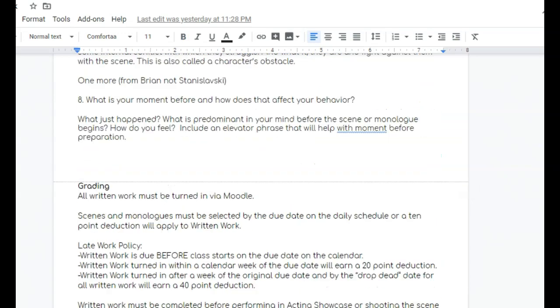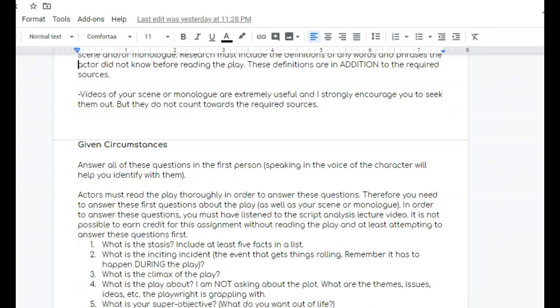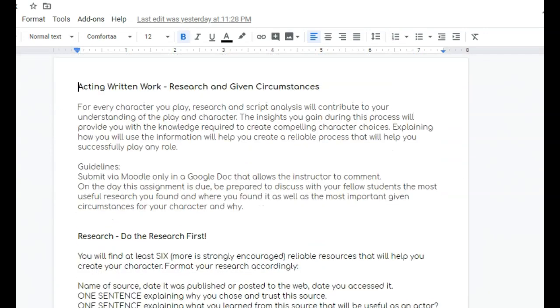So that's the written work. Feel free, I implore you, to please ask me for clarification on anything. This may seem like a lot of work, but the more thoroughly you prepare, the better your acting work will be. This is what professional actors do. I do this work every time I approach a character, every time I play a role. This is your prep work. So, yeah, it might seem like a lot, but if acting was easy, we'd all be movie stars. So, have a good day.